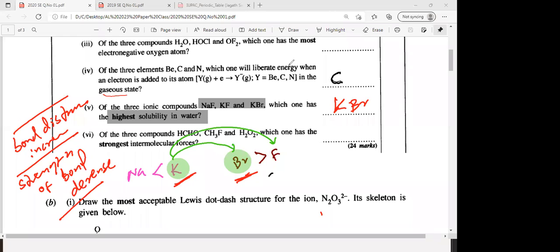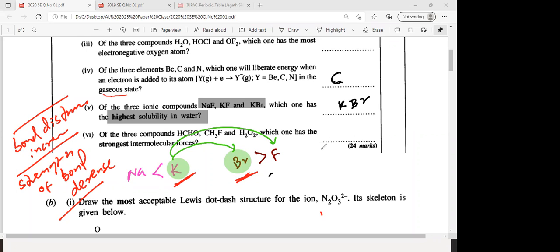Only a few, right? So now we can see that this is more difficult than the previous paper. The answer is KBr, which has the highest water solubility. But I can't give the other explanation for this, since you have not completed chapter 5. That is hydration enthalpy, which we can also talk about here, other than ionic bond dissociation enthalpy.